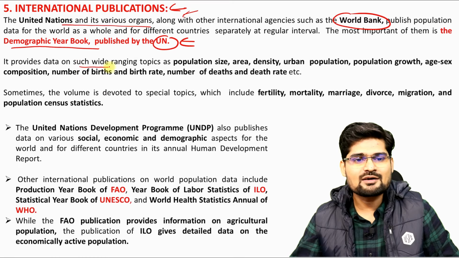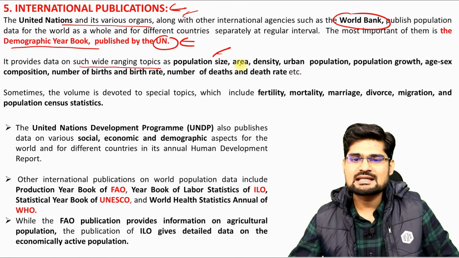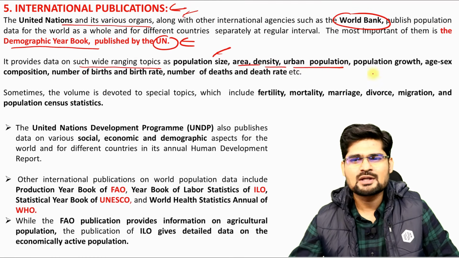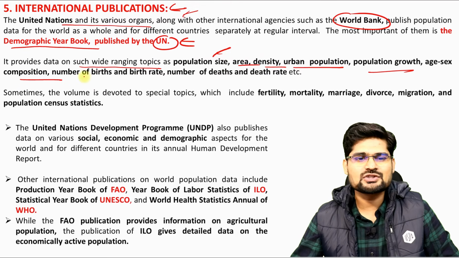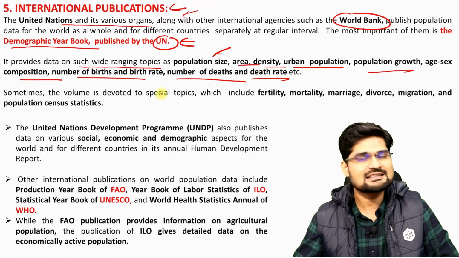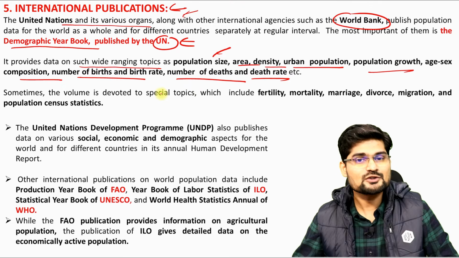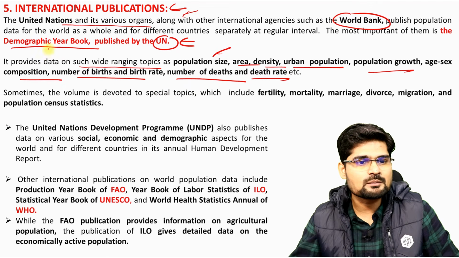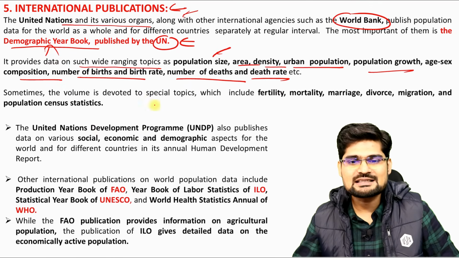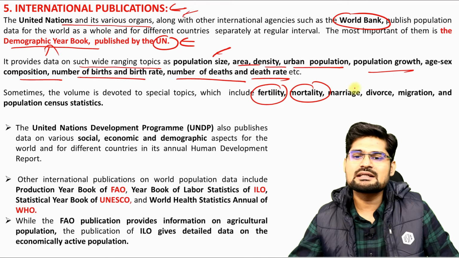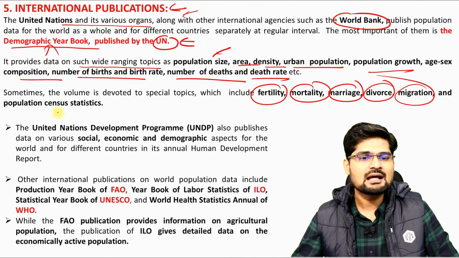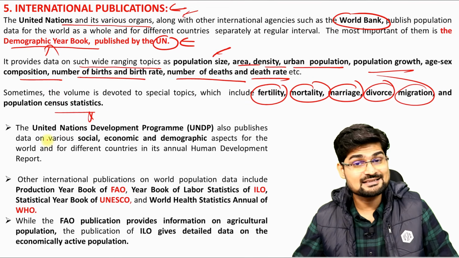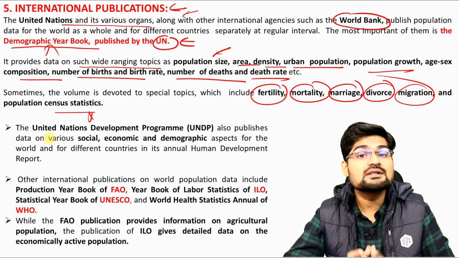It provides data on wide-ranging topics like population size, area, density, urban population, population growth, age and sex composition, number of births, birth rate, number of deaths and death rates across the world. So if you're looking for world data, this is one place to go. Apart from this, it also gives you data on fertility, mortality, marriage, divorce, migration, and several other population census statistics collected from across the world, right?